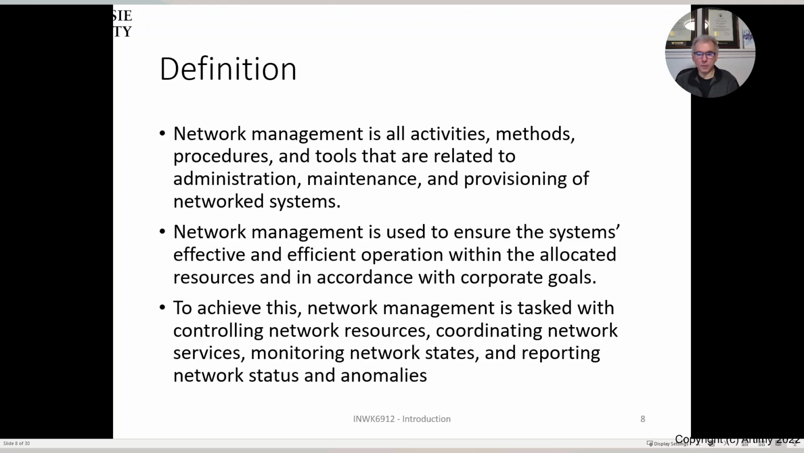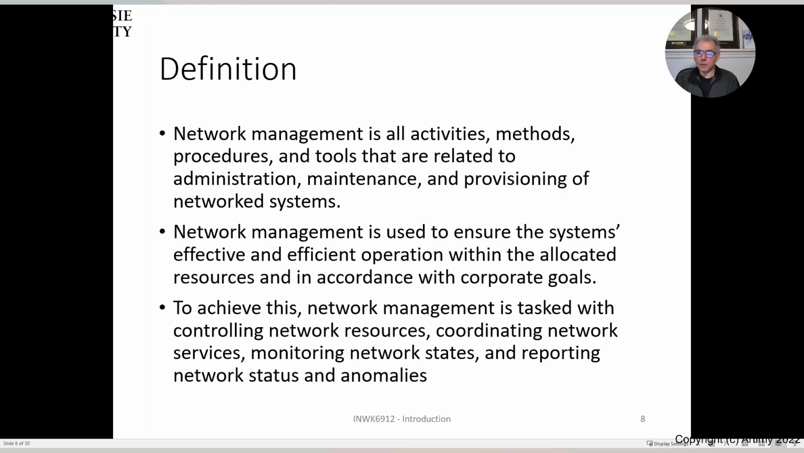And you may find yourself as a network manager being restricted to a certain amount of money, certain goals, right? You cannot just, what I'm trying to say is your decisions are not based only on technical matters, but sometimes you have to consider business objectives as well.